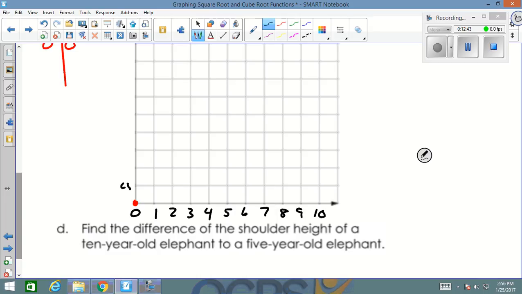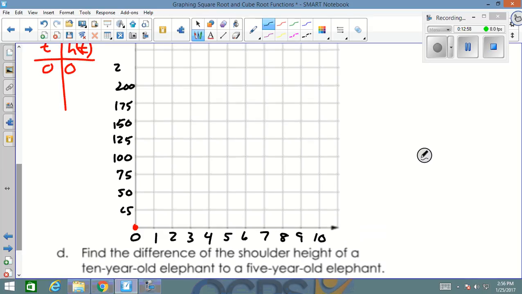Okay, this one we can go by 25. So we don't want to go too small because we do have some big numbers we're going to be dealing with. So we want to make it more spaced out. Okay, so let's try 1.